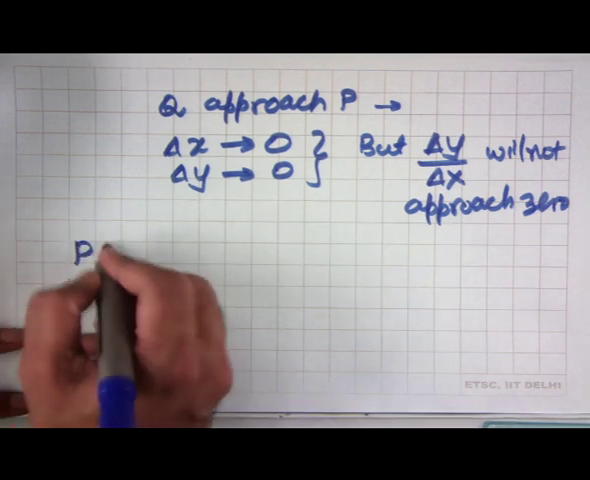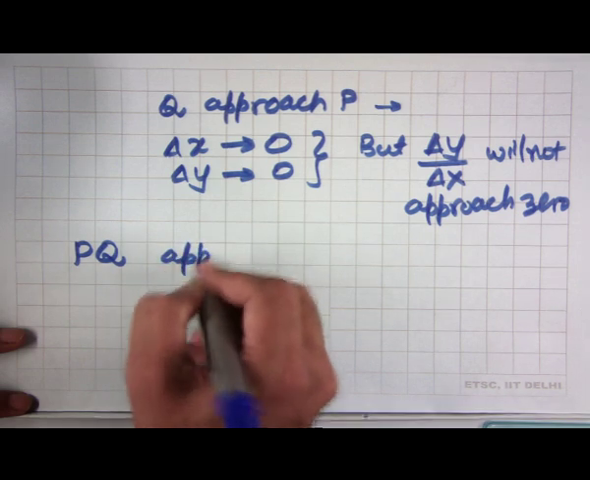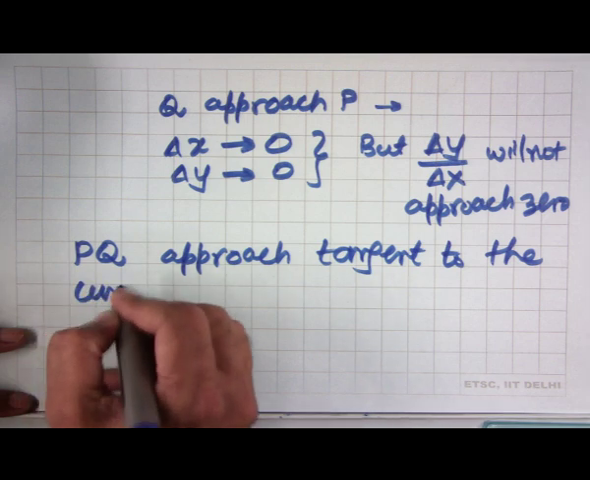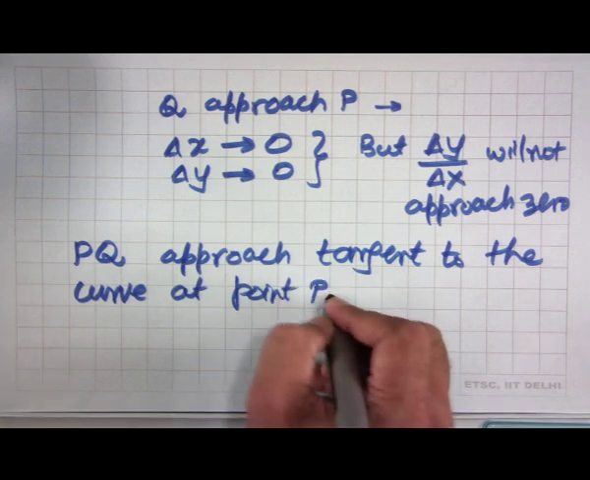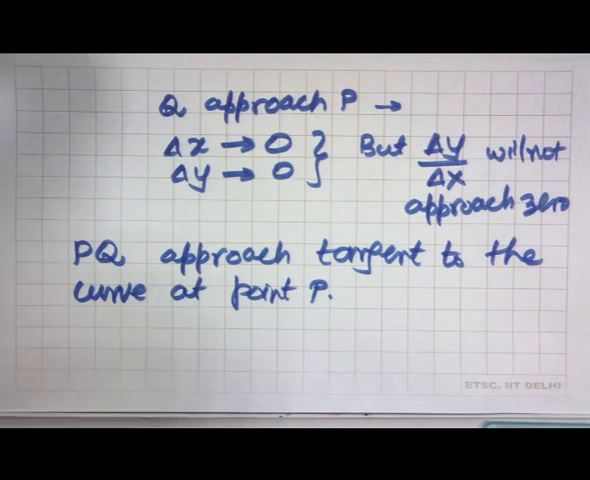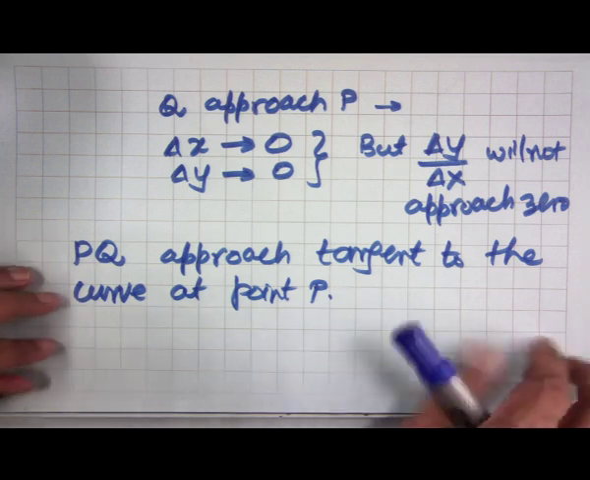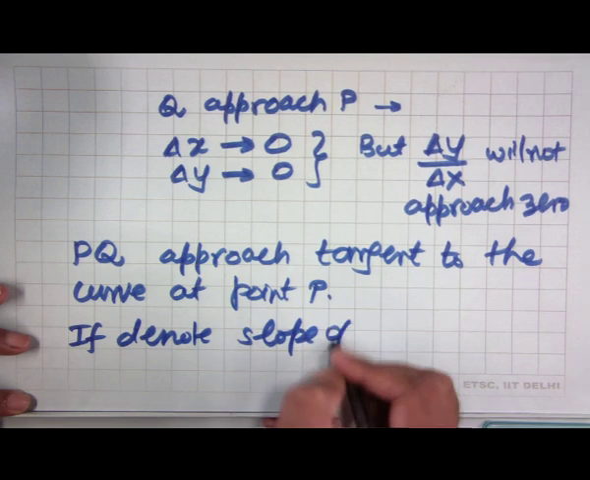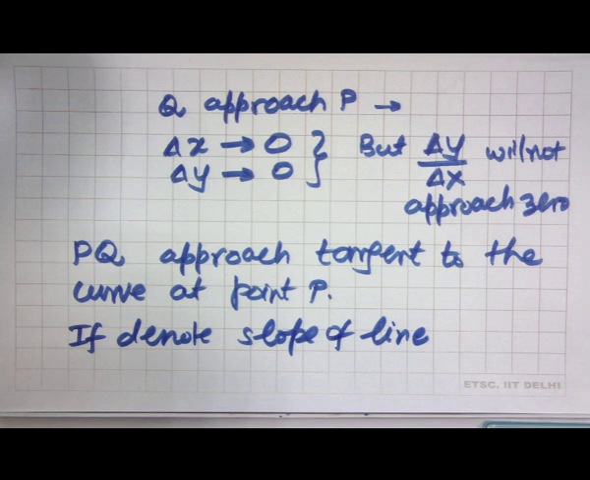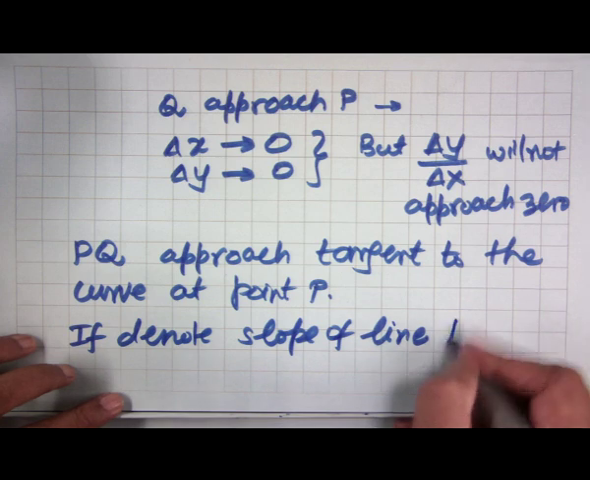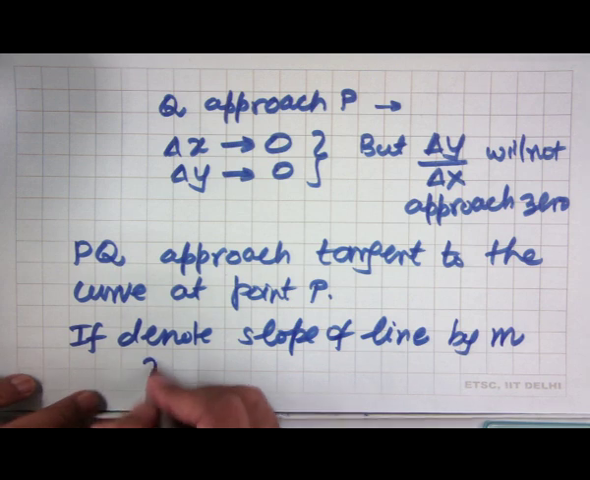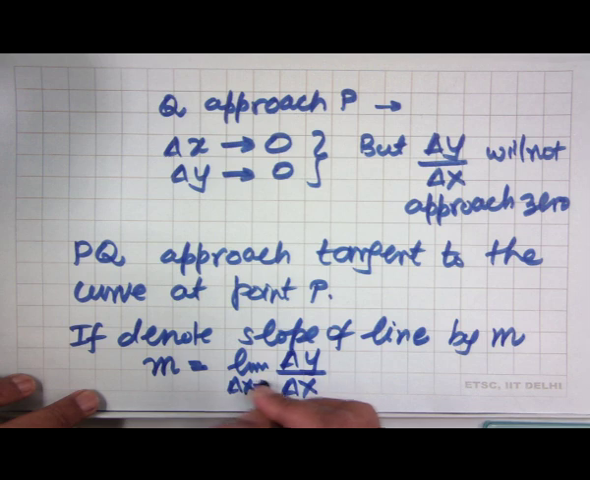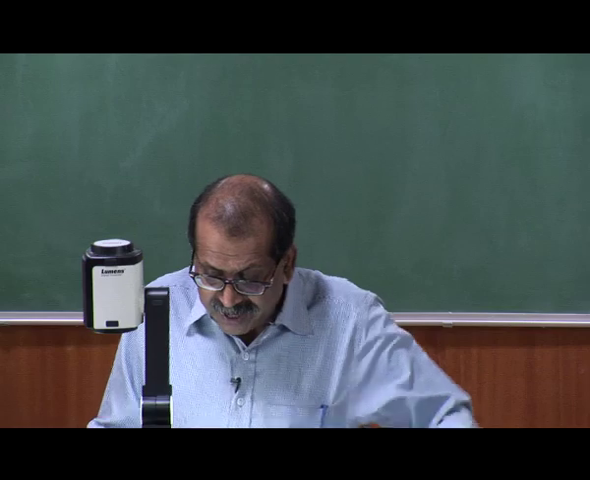And here what you will see is that the straight line PQ will approach the tangent to the curve at point P. So, the line PQ approaches the tangent of the curve. Now, if we denote the slope of the line, which is something you will see in coordinate geometry in your mathematics course, by m, then the slope of the line m is equal to delta y by delta x in the limit delta x goes to 0.